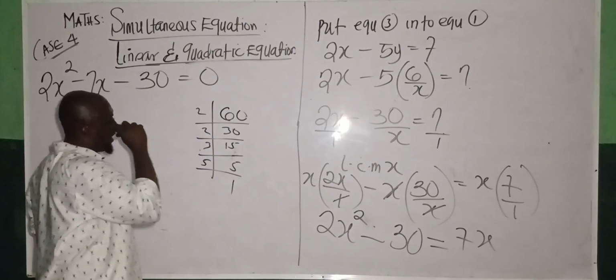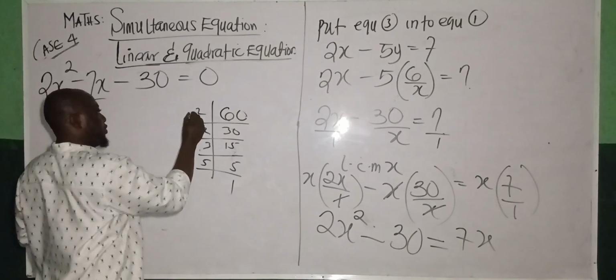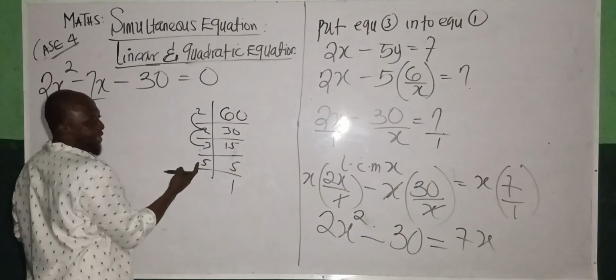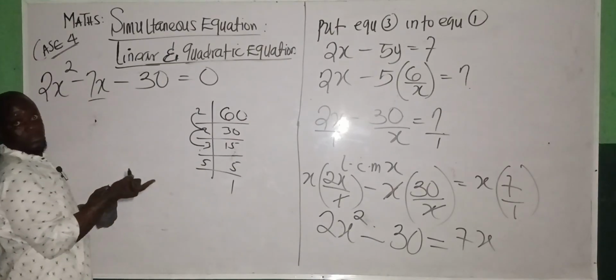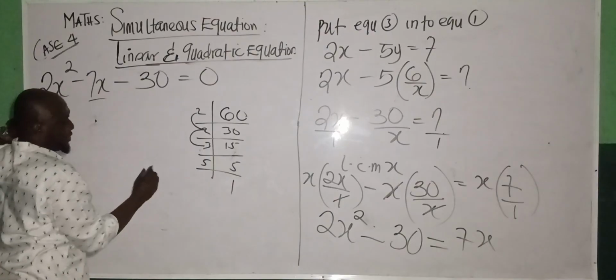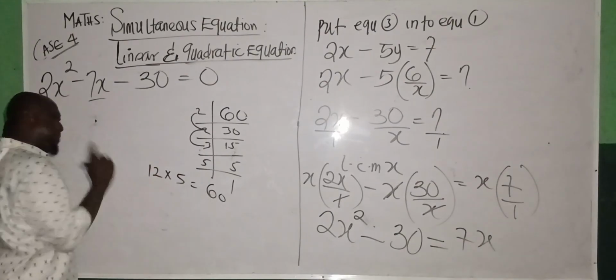So let's use this one now. How do we get 7 from here? Please watch this. If I do this and this, that is 4 times 3 will give us 12. 12 minus this one will give us 7. Am I correct? But this is minus 60. How do we get minus 60? So 12 times 5 will give us 60. But how do we get minus 60?